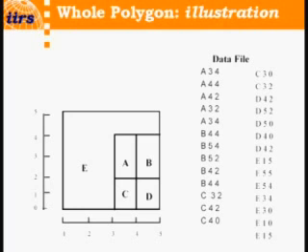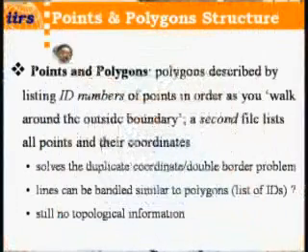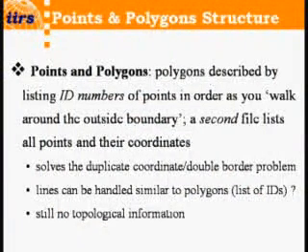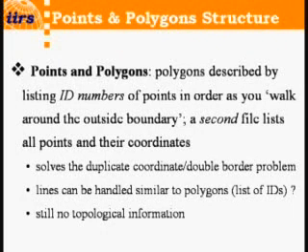So this is the way you store your data in the computer by using a whole polygon structure. Now there is another one called points and polygon structure, which is slightly better than the whole polygon or spaghetti model, because here you are slightly removing some of the disadvantages of this thing.